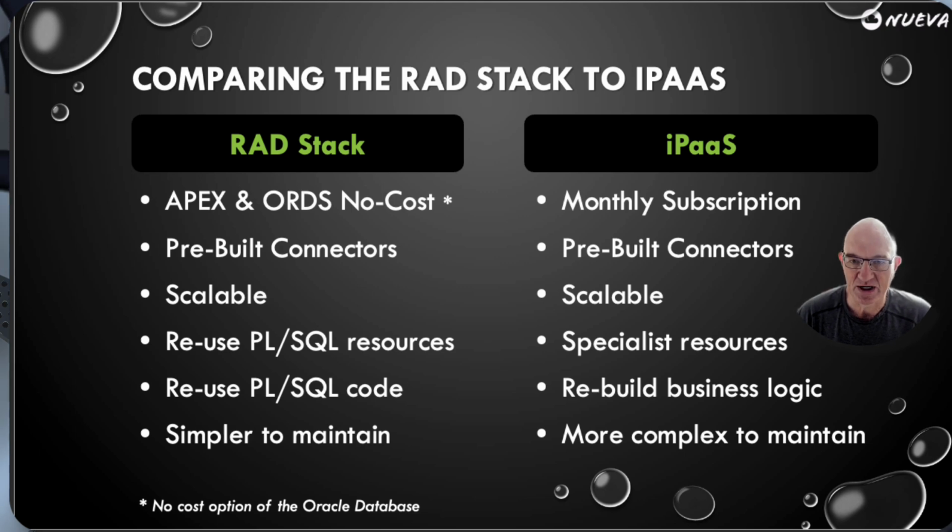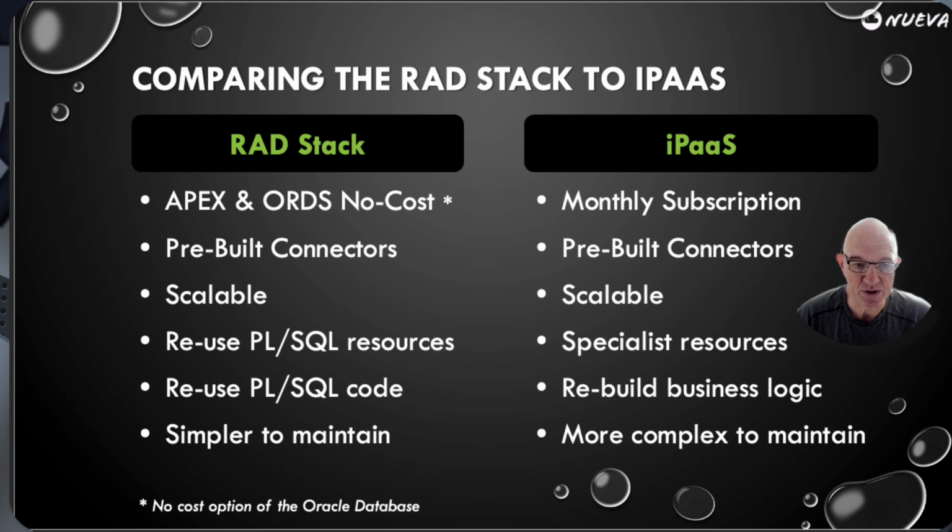So let's compare the Radstack to iPaaS. In terms of cost, Apex and ORDS are no-cost options of the Oracle database. So if you already have an Oracle database, then there's no charge for the Radstack. iPaaS solutions, however, often come with a hefty monthly subscription. iPaaS solutions have many pre-built connectors, and that's one area where they're very strong. Apex does have some pre-built connectors, like for example Fusion REST APIs and OData REST APIs.